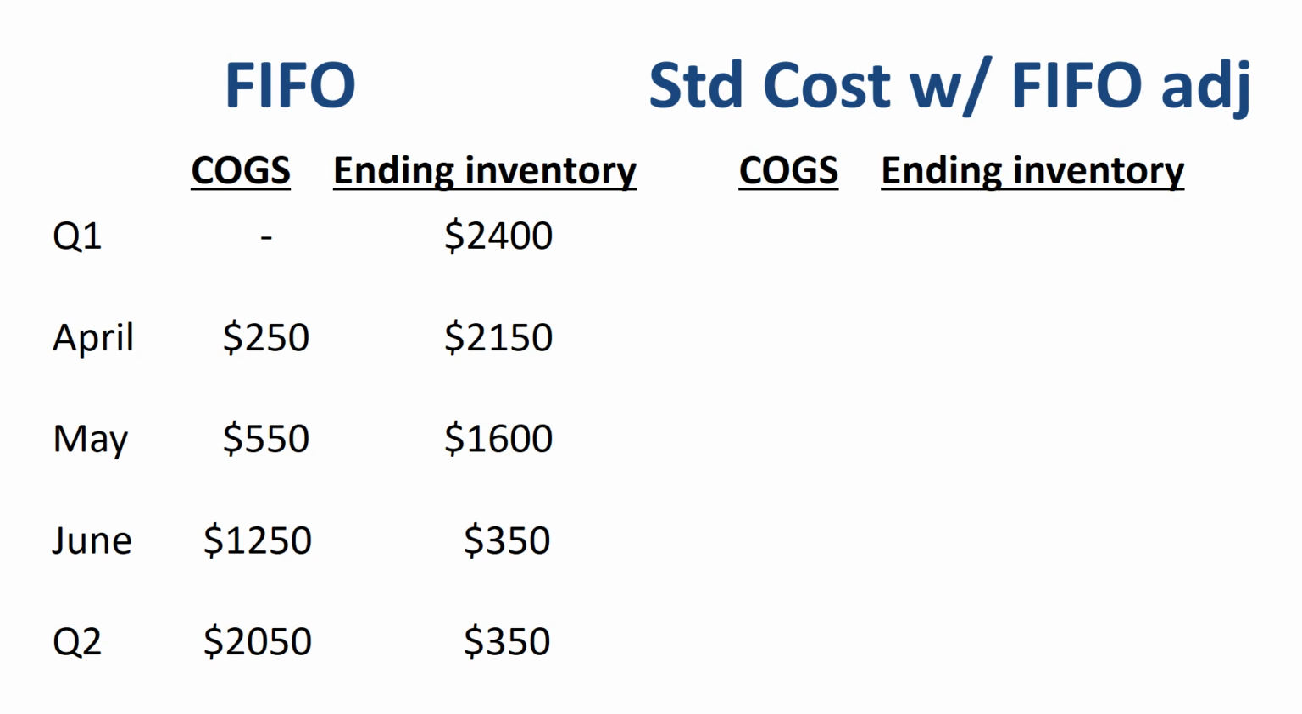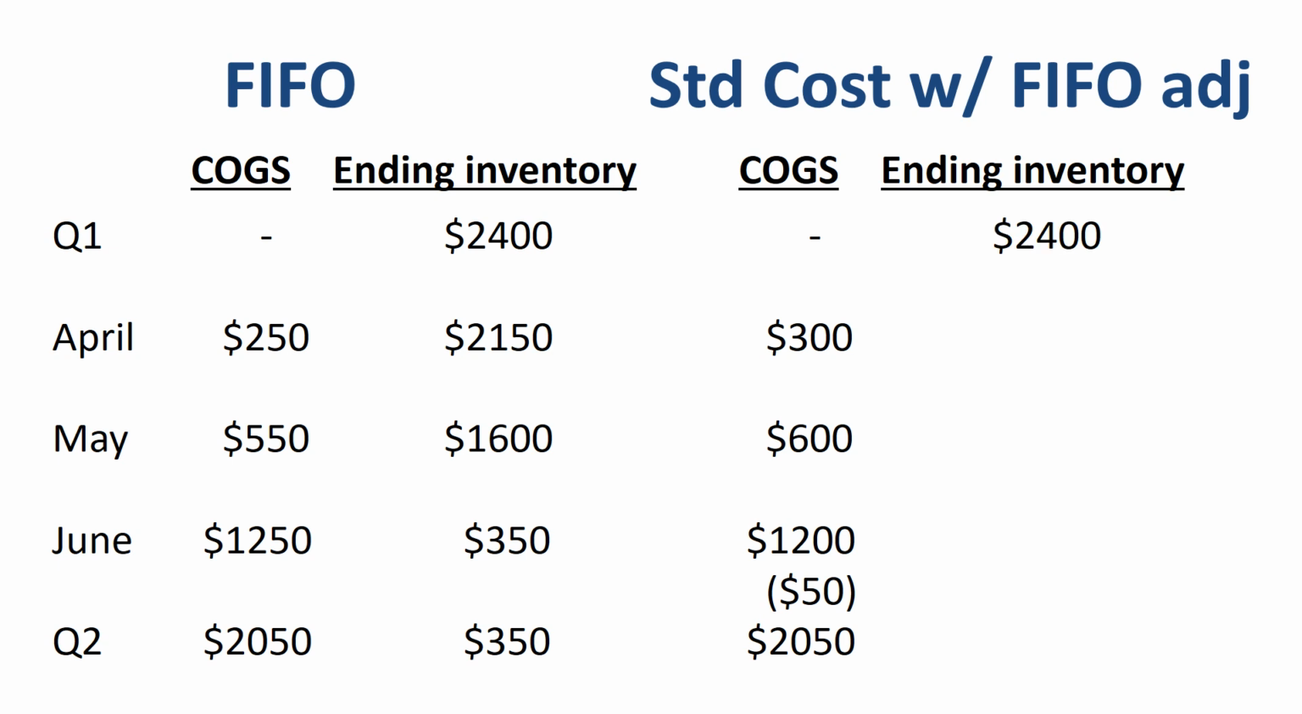Starting and ending point when using standard cost with FIFO adjustment are the same. The pattern over the months is different, however. $300 COGS in April, $600 in May, $1,200 in June, plus quarter end adjustment of minus $50, $2,050 for all of Q2. The ending inventory value is simply the previous period's inventory value minus this month's COGS. Start with $2,400 at the end of Q1, then $2,100 end of April, $1,500 end of May, $350 for end of June after the FIFO adjustment.